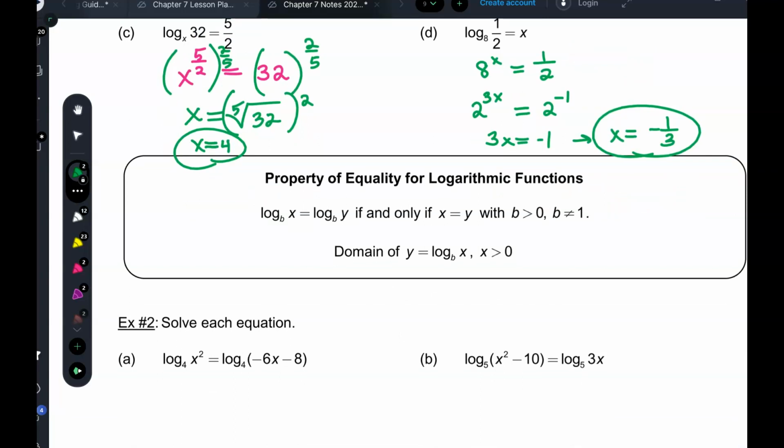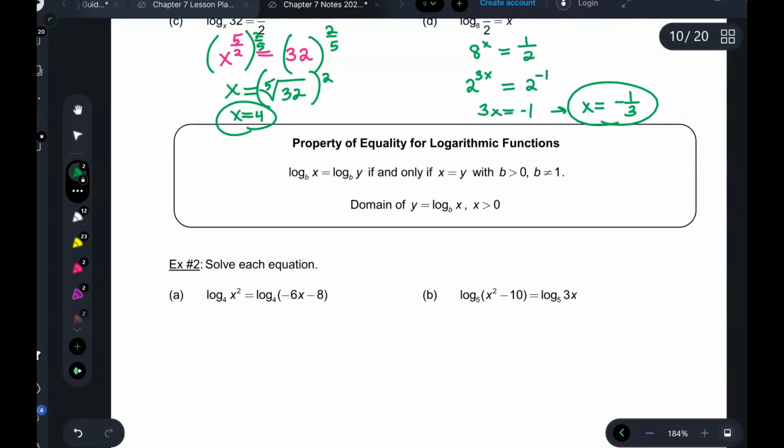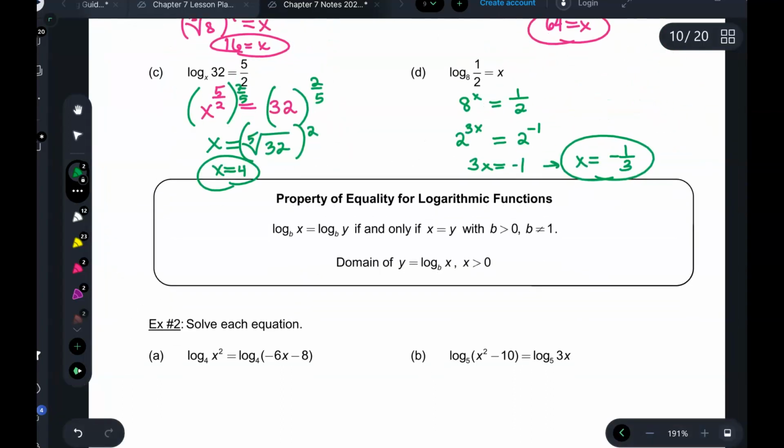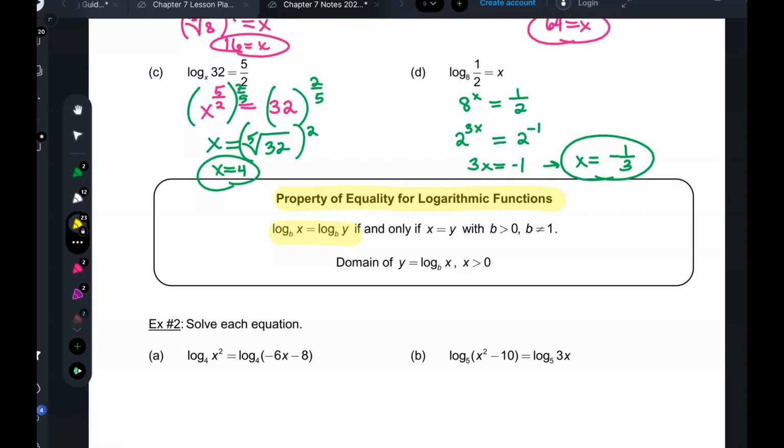Okay, last thing, and we'll actually have time for homework today. The property of logarithms basically says if the bases are equal, then we can set what we're taking the log of equal to each other. Just a quick reminder, whatever we solve for, like when we solve for x, we have to make sure that it's always greater than 0.